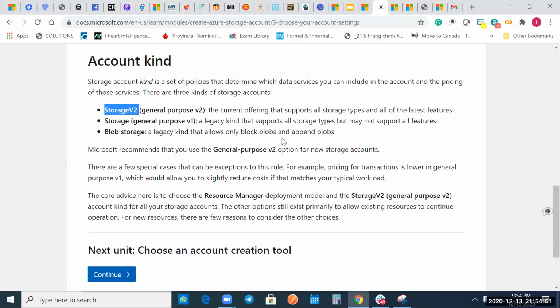Blob storage, legacy kind, allows block blobs and append blobs. So it's also legacy already, but the exam still keeps it there, so you just need to learn briefly about that. Storage V2 is basically the same, but there are more supported types and it has the latest features. So Microsoft is pushing it, and most of the time you will see Storage version 2 or Data Lake V2 on the exam.